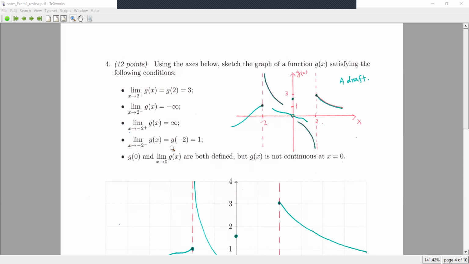Condition 4. Function value at negative 2 is 1. So at negative 2, I put a solid point here. The height of the solid point is 1. As x approaches negative 2 from the left, function approaches 1. On the left side of negative 2, I draw a curve. The curve approaches this solid point, its height is 1.